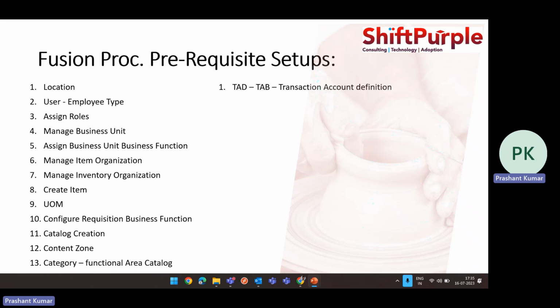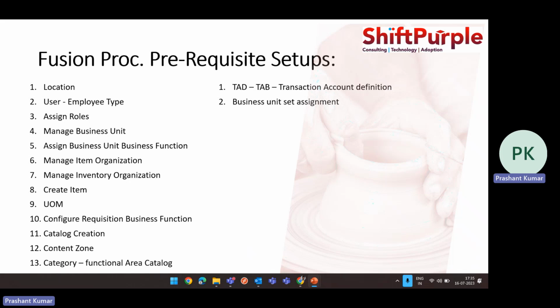We call it TAD, transaction account definition, from where accounts are getting generated and pulled up on the requisition and on the PO. So that is the TAD. Then business unit set assignment. As I told you, we create a business unit and we go for assign business function. Similarly, we need to do set assignment.